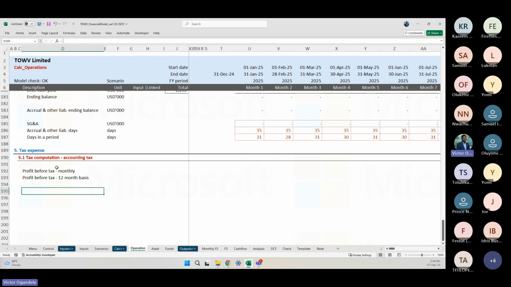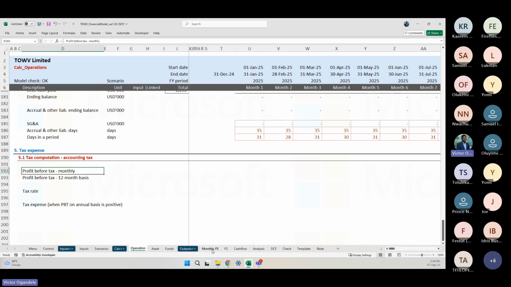Then you now calculate your tax. So with your tax rate, you can calculate your tax based on that tax expense. Also remember you pay that tax when profit before tax on an annual basis is positive. So remember to include that in your calculations, right?